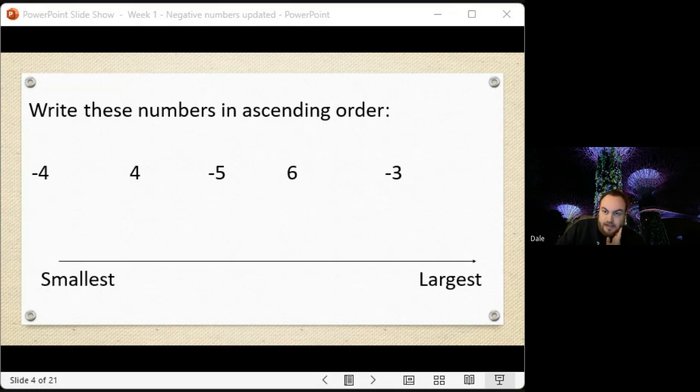So the next person I can see is Miles, and he's put -5, -4, -3, 4, and 6. Miles, excellent. You are the winner. Well done. Asma, you've got your hand up. What would you like to say?